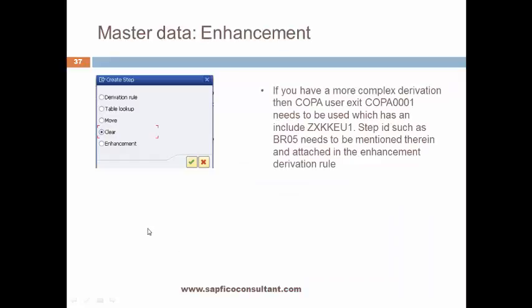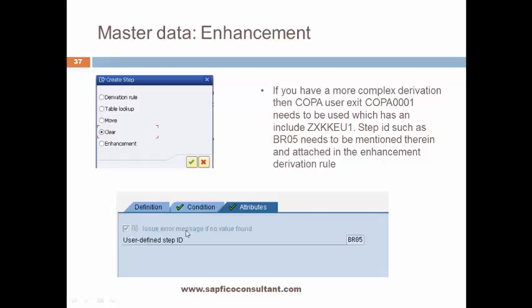If all of the four derivation steps do not fulfill the complex business requirement for deriving a certain characteristic, then we can use enhancement. In this case we can use COPA user exit, COPA 0001, which has an include set X KKEU1, wherein a step ID such as BR05 needs to be mentioned and attached in the enhancement derivation rule. In the enhancement derivation step, we then assign this step ID BR05 in the tab attributes.